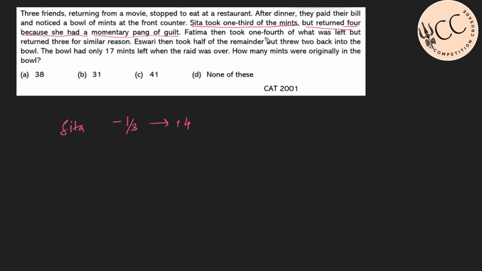Fatima took 1/4 of what was left but returned 3 for a similar reason. So what was left and then returned 3. Ishwari took half of the remainder, so whatever was left, Ishwari took half of the remainder but threw 2 back into the bowl.